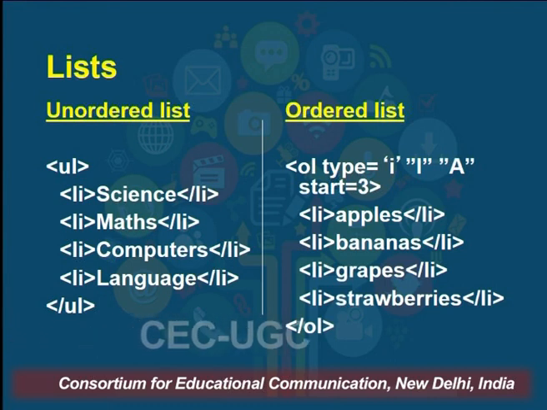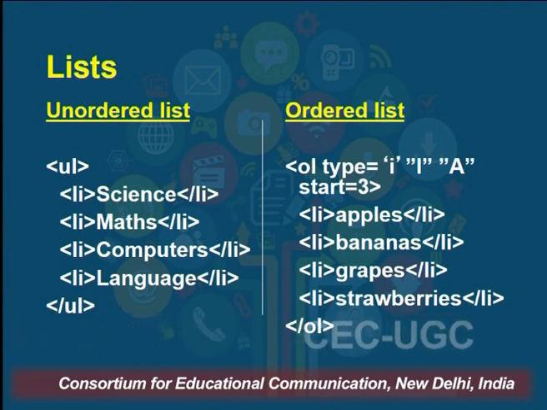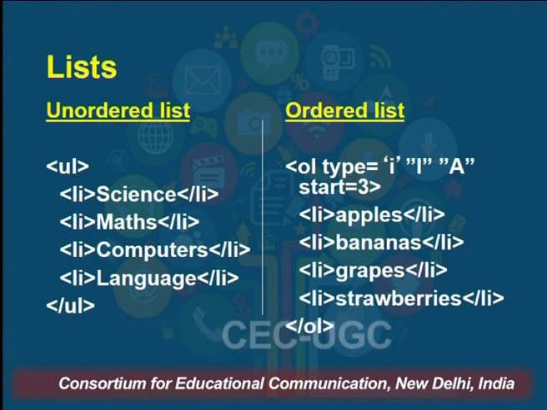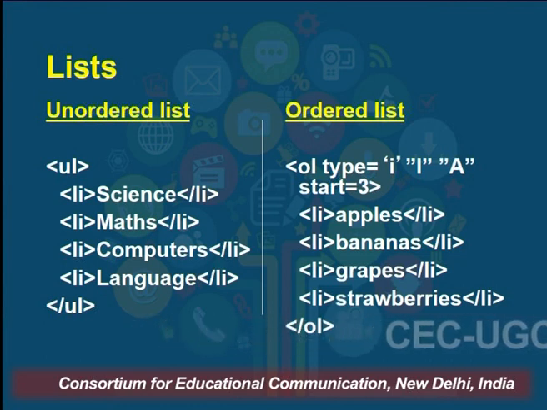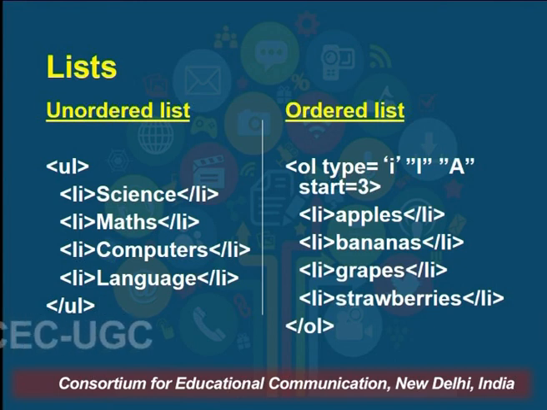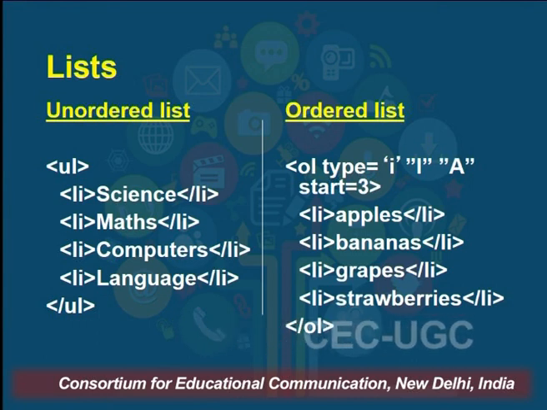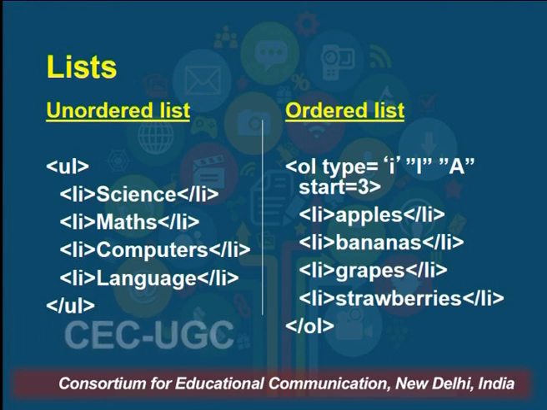Similarly for ordered list we use OL, ordered list, and again we use LI here. But because an ordered list can be of multiple types, that is, you can use numbering in normal numbers 1, 2, 3, 4, or Roman numerals or alphabets, you can give the type of numbering that you want. You can give any one of the types, okay.